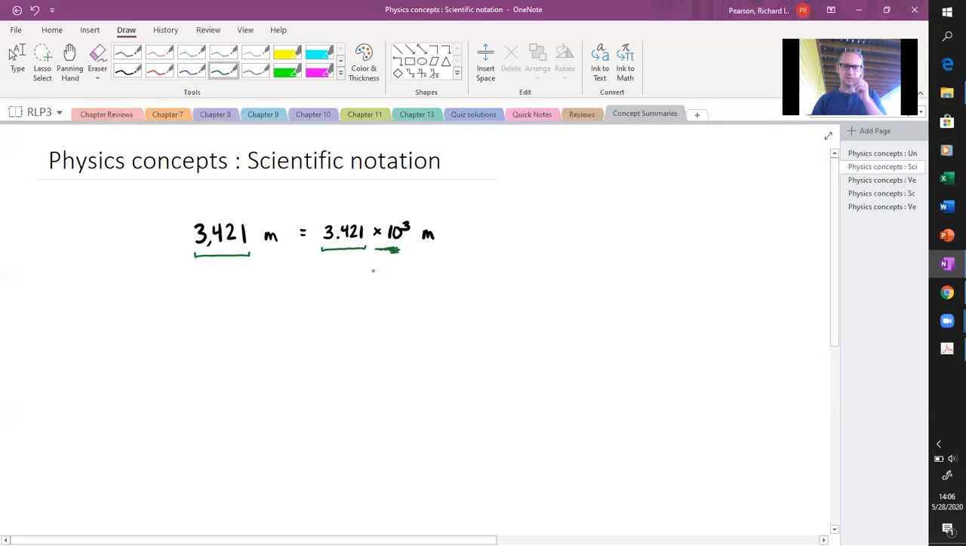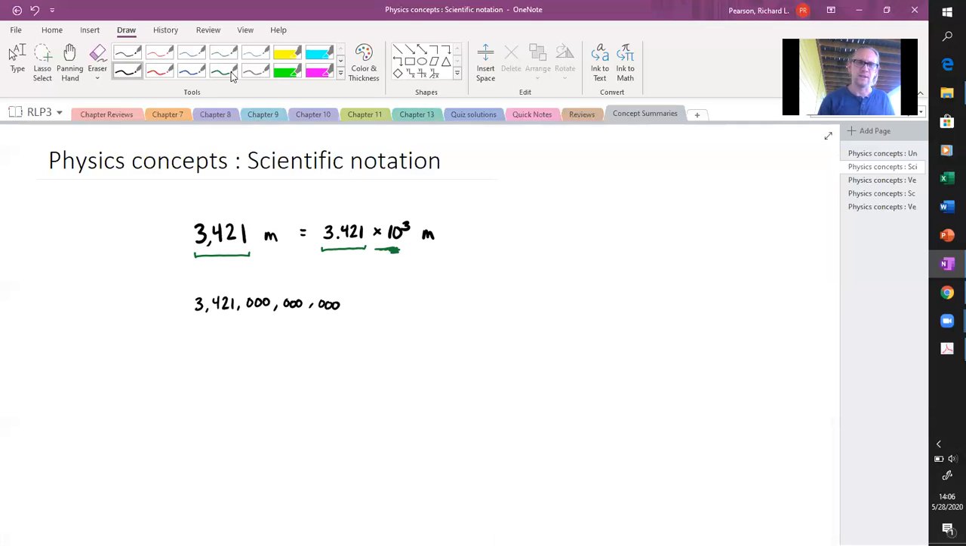Now, this is an okay way to use this, but where it really becomes important is if instead of 3,421 meters, we have something that looks like this, right? And in physics or in math or in any subject that you deal with numbers that look like this, you don't want to have to write all of those zeros. And so what you do is you write this in scientific notation.